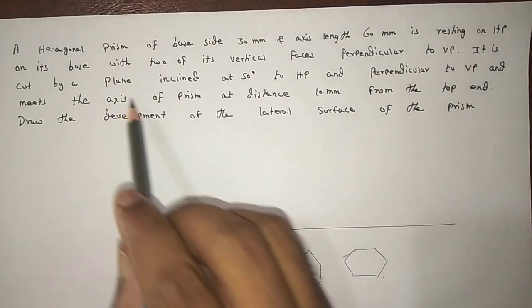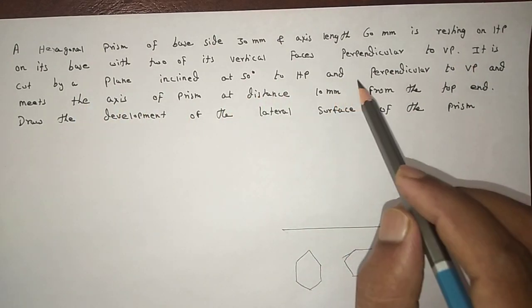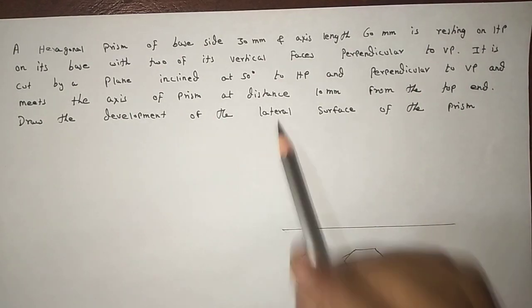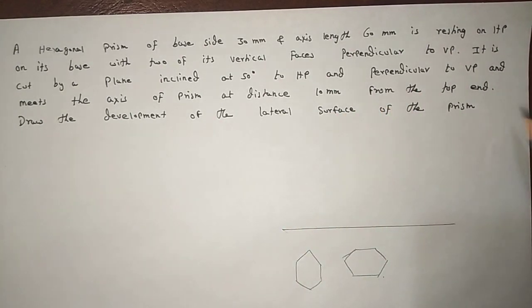It is cut by a plane inclined at 50 degree to HP and perpendicular to VP and meets the axis of prism at distance 10 mm from the top end. Draw the development of lateral surfaces of the prism.